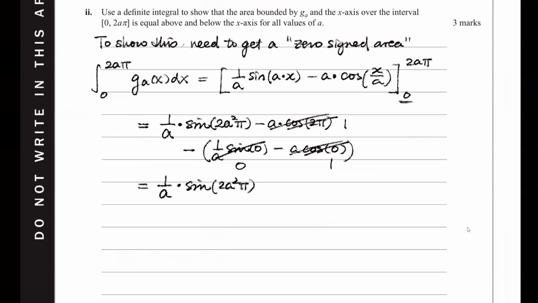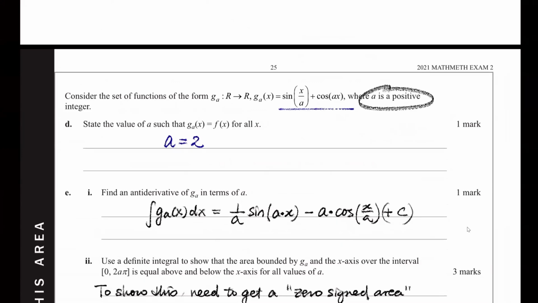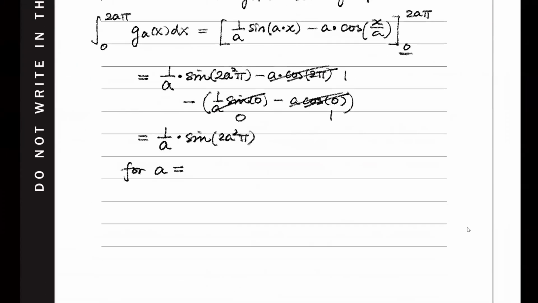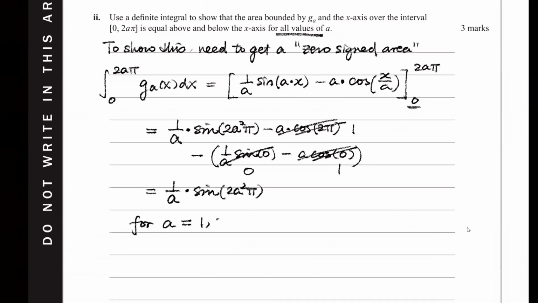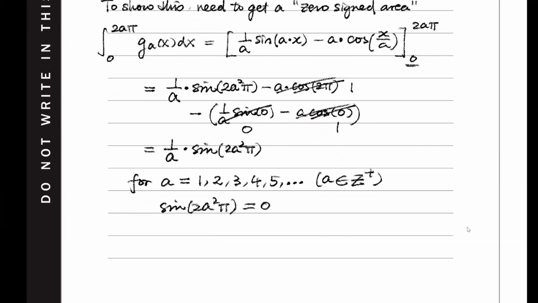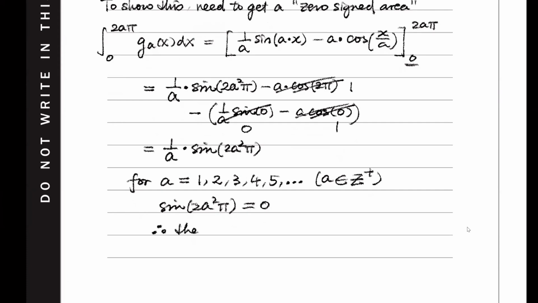How would you argue this is 0? Well, for a equal to, don't just sub in one value. You have to say a is a positive integer, for all values of a: 1, 2, 3, 4, 5, dot, dot, dot. That is, a belongs to Z plus. Sine of 2a squared pi must always equal 0. Therefore, the positive and negative regions will compensate each other.